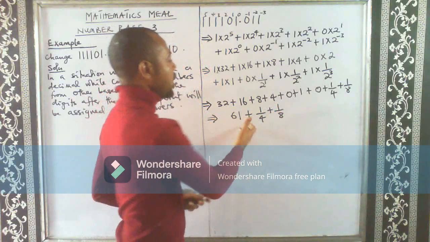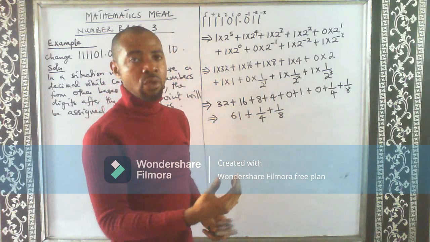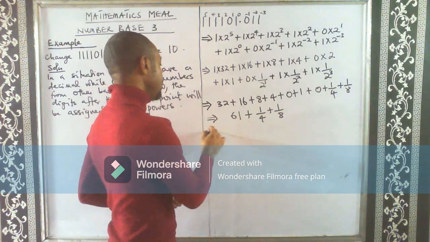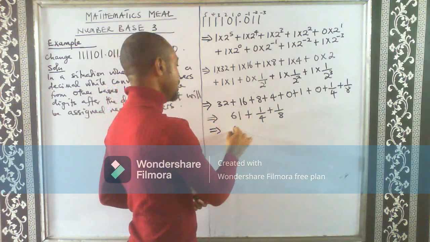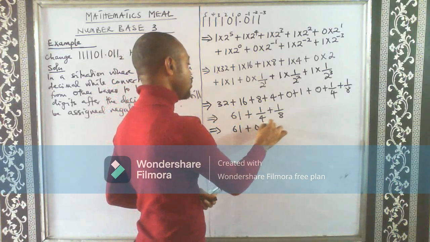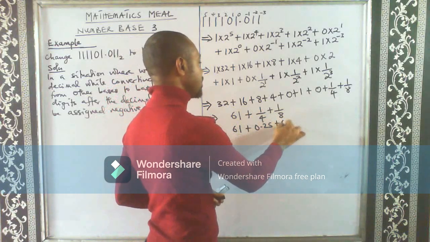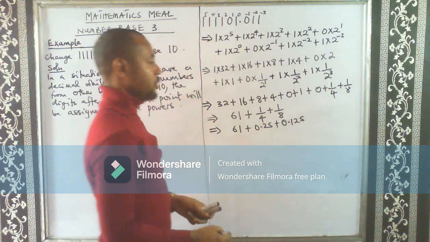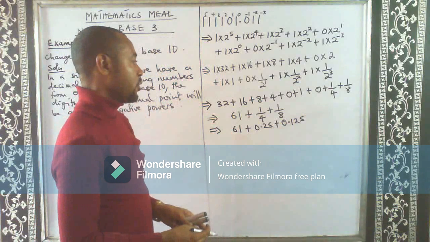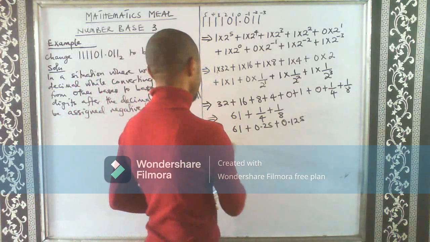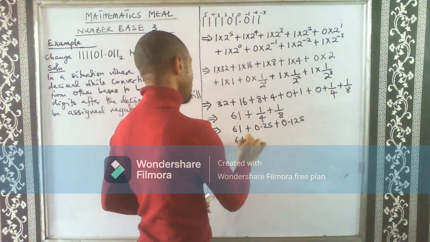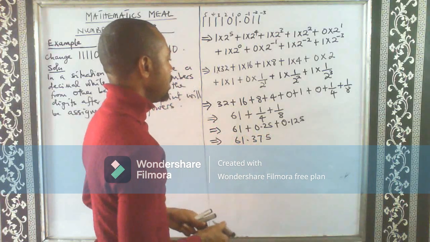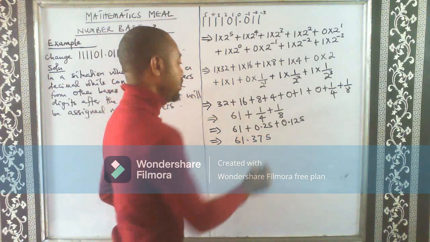Now, we can write this in terms of fractions, or we can also write it in decimal. Because I know if I change 1 over 4 to decimal, I'm going to have 0.25, and if I change this to decimal, I have 0.125. So by the time you add these two, you are going to have 61.375 in this form.